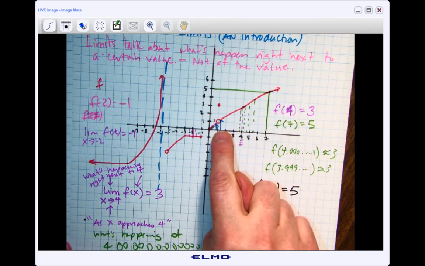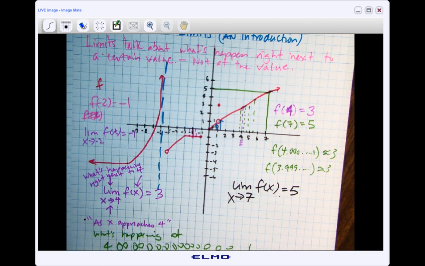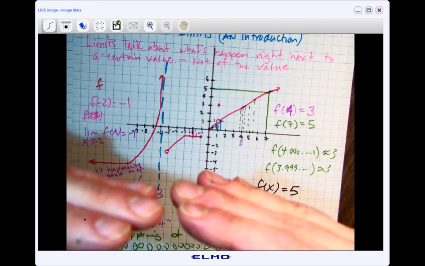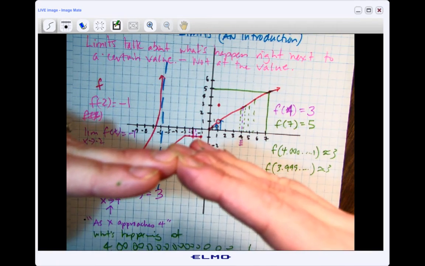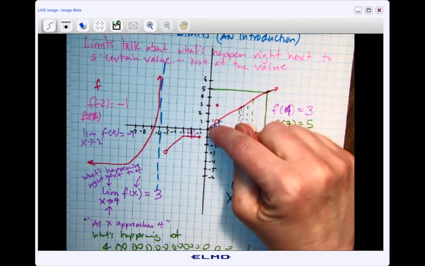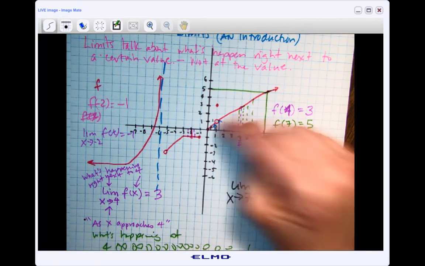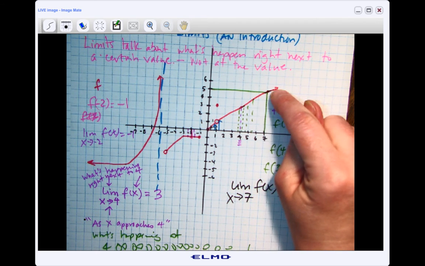But to sum up, limits exist when you're doing the same thing on both sides of a value. So if I'm getting close to the same value on both sides of a number, then you have a limit. So here we have a limit. We're both getting close to 1. Here we have a limit. We're both getting close to 5.